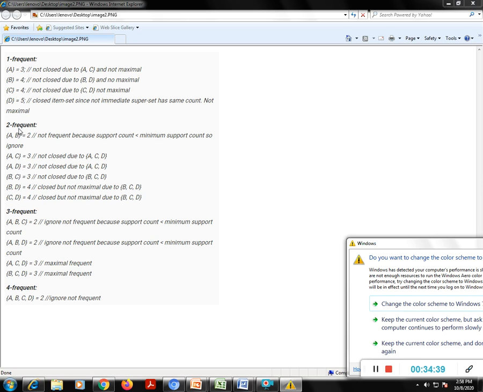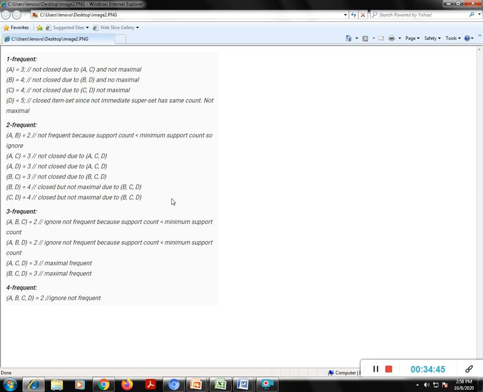In the same way you can find out for these two-item frequent sets whether they are closed or not. For that you have to find out the immediate supersets. For example, we have ignored AB because it is not frequent, as its value 2 is less than the minimum support. If I am talking about AC, what are the supersets of AC? ABC and ACD. These are the two supersets.